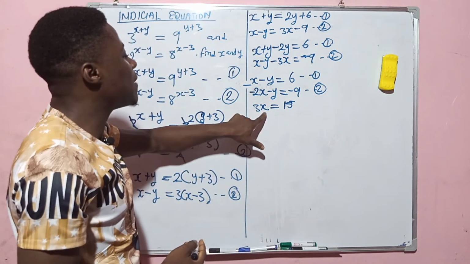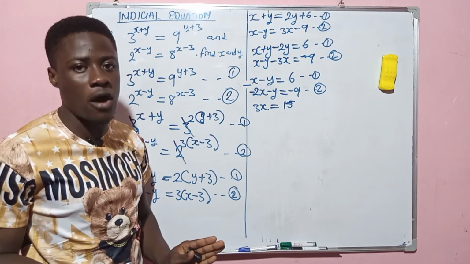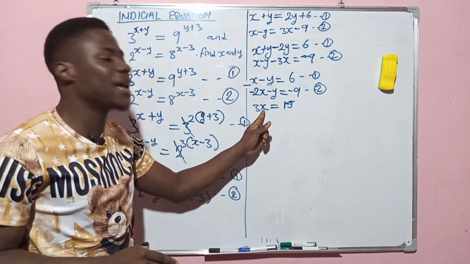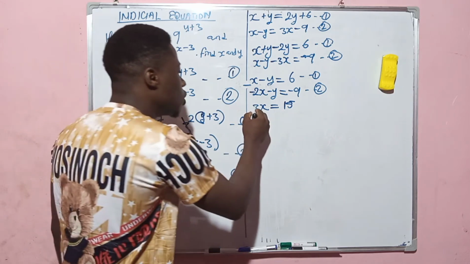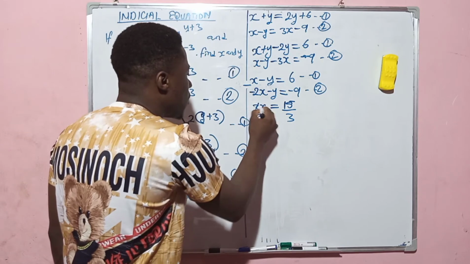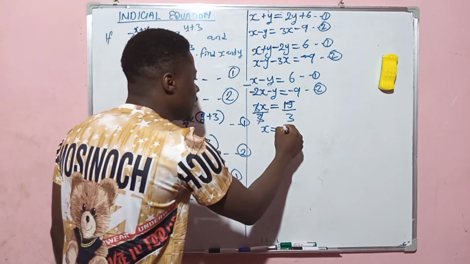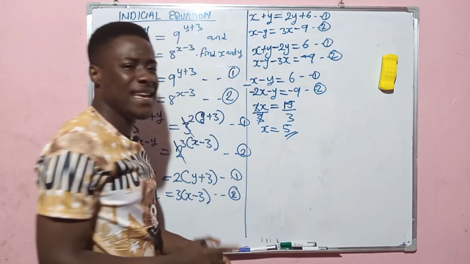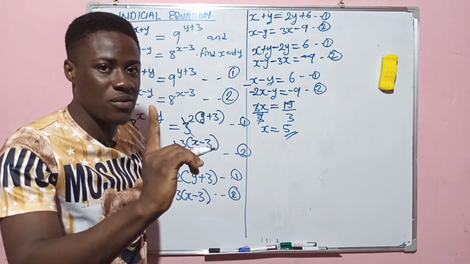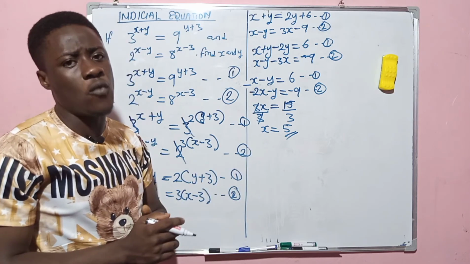So how do I get the final value of x? You see, for me to get the value of x, I have to divide both sides by the coefficient of x. And the coefficient of x here in question is 3. So divide here by 3, divide here by 3, such that I will have x equals 15 divided by 3 will automatically give me 5. You see, I've gotten one of the variables, which is 5. Then I'm left with solving for the value of y.